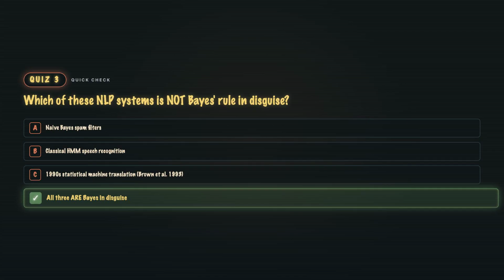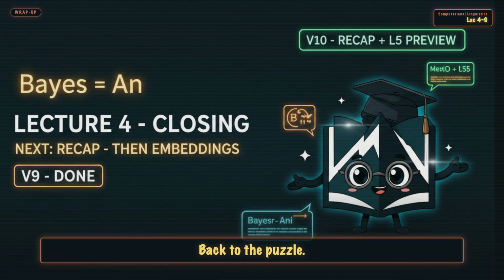D. All three. Spam filters use naive Bayes explicitly. Speech recognition uses Bayes to combine an acoustic model with a language model. Statistical machine translation uses Bayes to combine a translation model with a language model. Same rule, different costumes. Back to the puzzle.